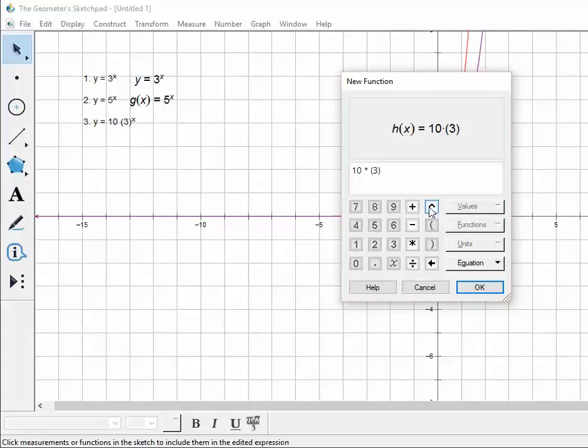And then I have to raise it to the x is the exponent. Numbers aren't the exponents in exponential functions. X, the variable, is the exponent. So I look up here. Yep, that looks just like this. Again, h of x is function notation instead of y equals. They mean the same thing. They'll graph the same thing.